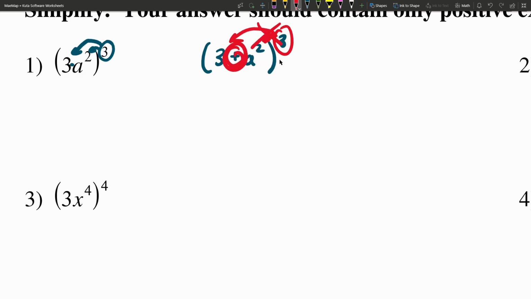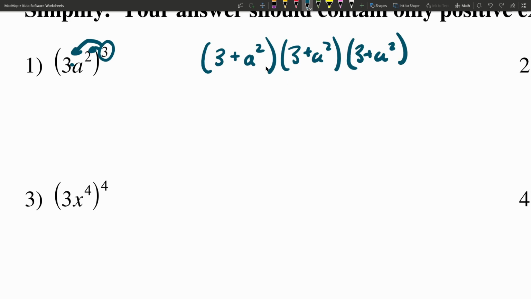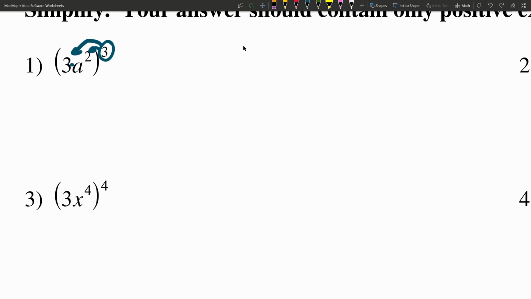We cannot just distribute. We would need to write this out as a polynomial, 3 plus a squared times 3 plus a squared times 3 plus a squared, because that is 3 plus a squared cubed. It's multiplied together 3 separate times, and then we would need to expand and FOIL with each of those terms. But because it's multiplied in number 1, the 3 is multiplied to the a squared, we can indeed just distribute that exponent through. So we can rewrite this as 3 cubed times a squared cubed.